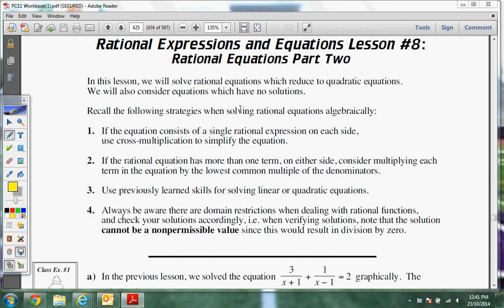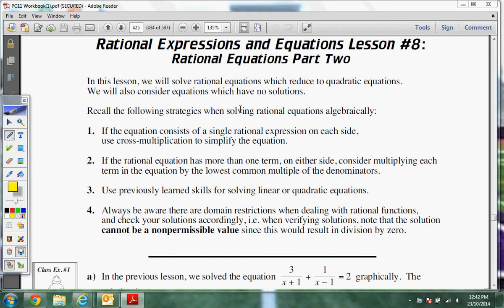I will double check. Okay, so in this lesson we'll solve rational equations which reduce to quadratic equations. We'll also consider equations that have no solution. So now we really have to use our verify, because we're going to get those where we try to verify and it doesn't work, so we have to say there is no answer or no solution, or extraneous, right?